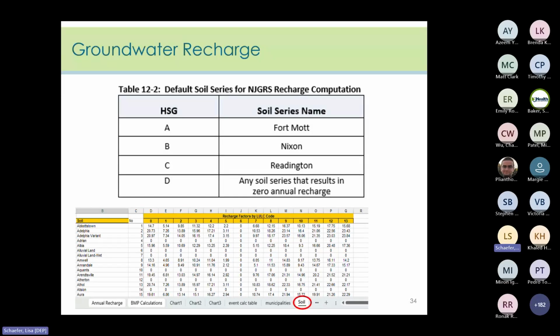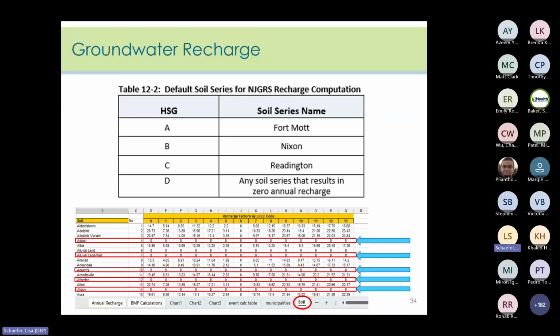So when you click the tab for soil down here, you can find one and use it. Any of these that have blue arrows, or others that have zeros in the highlighted like this, may be used. So one last thing. If the land cover is impervious surface, it doesn't matter what soil series you use. The program automatically assumes no recharge on an impervious area.